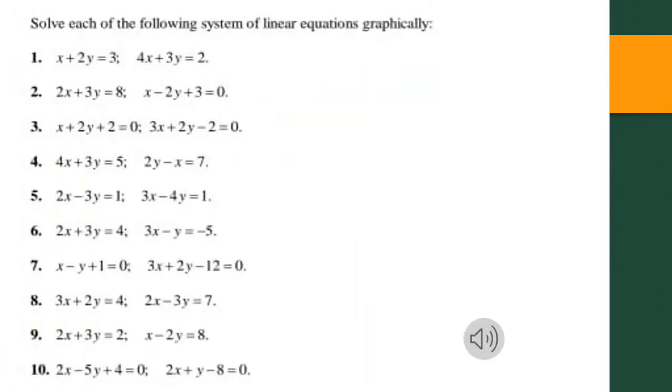I have written some questions. You can see here some questions for practice. You can choose some questions from this list and you can practice them.